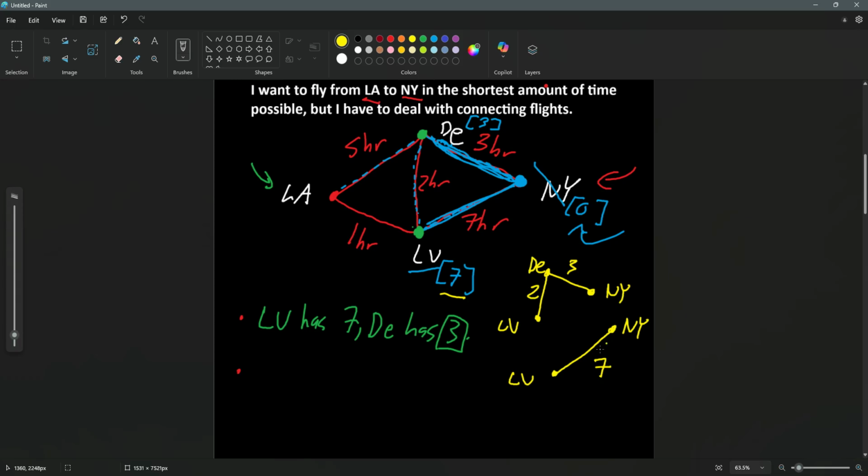So the question is, what's faster, right? Taking 7 hours or taking 5 hours? And the answer is going to be taking 5 hours, right? That's going to be a lot faster for us. So since we found out that going from Las Vegas to Denver to New York is faster and it takes 5 hours, we're going to replace this number right here. And what are we going to replace it with? We're going to replace it with 5. Okay, let me mark this down real quick and put our new number in here, which is 5.